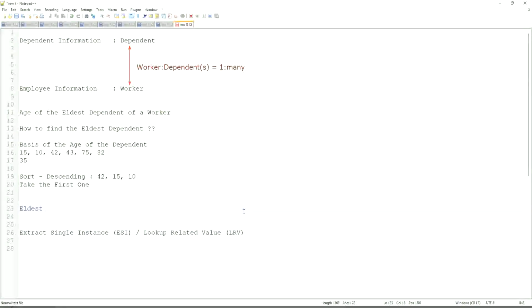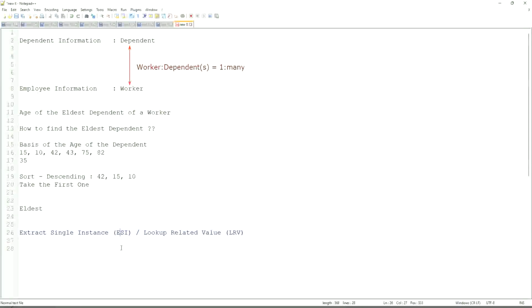They typically work in combination. We do not leave with only ESI. Once we extract the ESI, we use it to get some value. That's the LRV. Like here, we are going to get the age of the eldest dependent. The eldest dependent will be returned by the ESI, and the age of that eldest dependent will be an LRV. This will be a very, very common question.